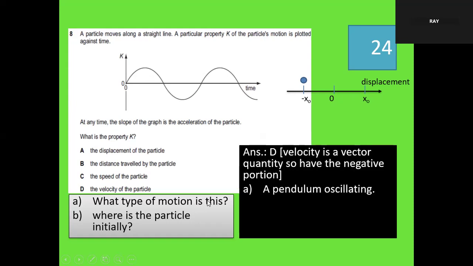Pendulum oscillating, what type of motion? Where's the particle initially? Particle is there, in the negative x direction, oscillating to and fro. Where the velocity is zero at this point. That one is A2, you don't have to worry. You just need to know how to identify K.